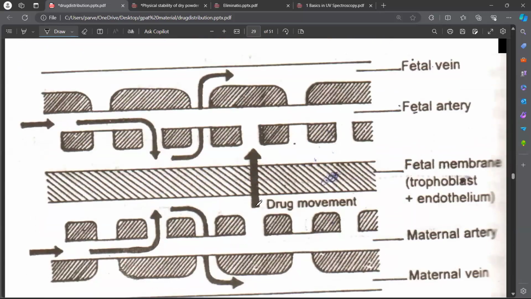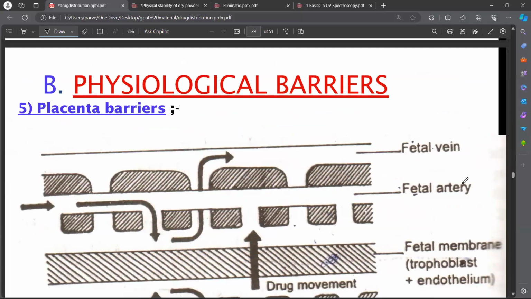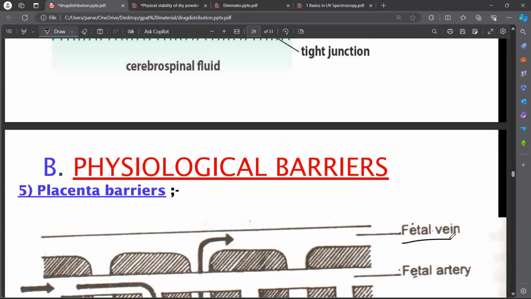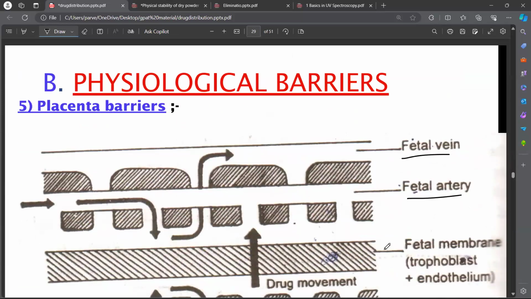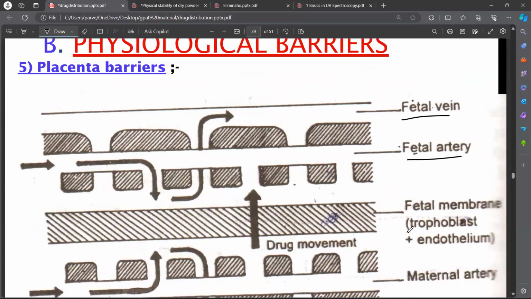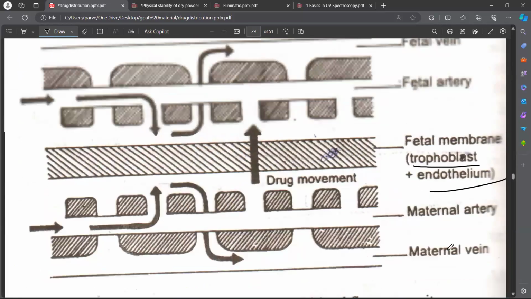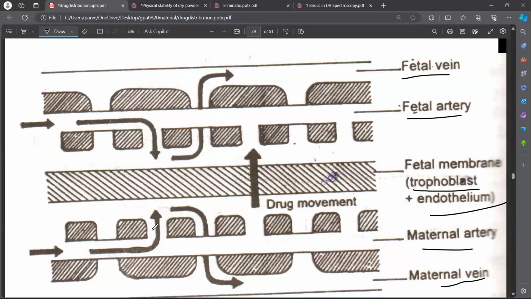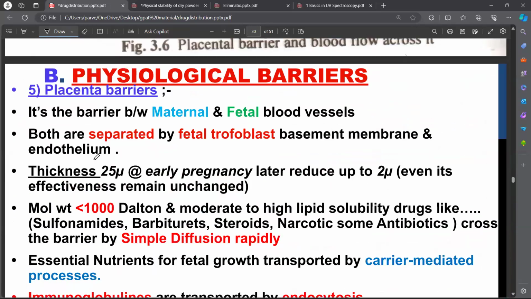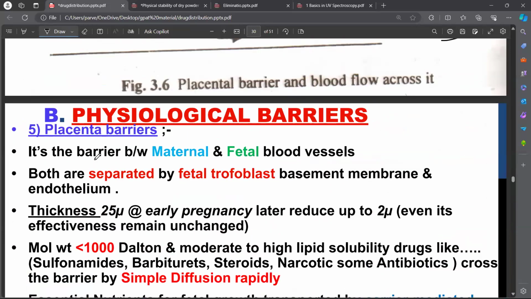So basically, this is how the whole placental barrier looks, which consists of the fetal artery and fetal vein of the baby. This is the fetal membrane, which is made up of the trophoblast and endothelium. This is the maternal artery and maternal vein. This is how the placental barrier looks. It is the barrier between the maternal and the fetal blood vessels.